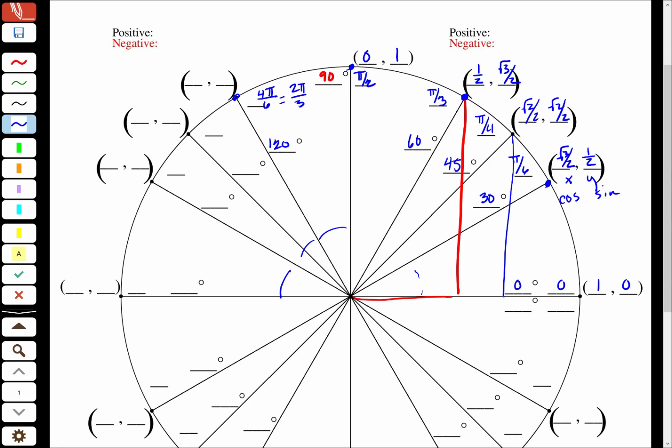But 120, and now I still have this same triangle. Do you see how it's the same red triangle that I drew on the other side? So I still know what this thing looks like. Now I'm going in the negative x direction, so this should be negative 1/2, but positive square root of 3 over 2. So all of the x values in this quadrant should now be negative.